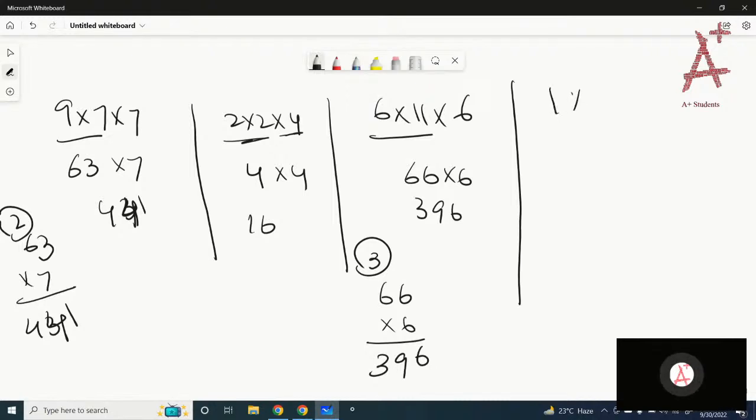Okay, the next one is 1 times 5 times 10. So you have to multiply the first two numbers. So just do 1 times 5. 1 times 5 is 5, and then you have to do 5 times 10. So 5 times 10 is 50. Got it? So select the correct option and click on the OK button.